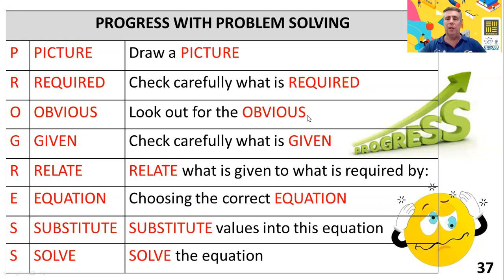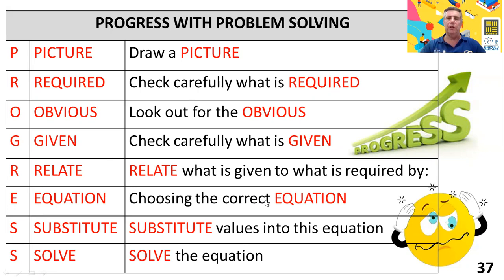Usually that will be either the initial or final velocity is 0, and of course the acceleration of gravity, minus 9.8 meters per second squared, if you choose upwards as positive, which I strongly encourage you to do. G, check carefully what has been given. Look at the information you're given. And then R, relate what is given to what is required by E, choosing the correct equation.